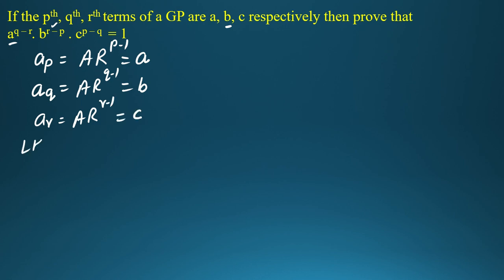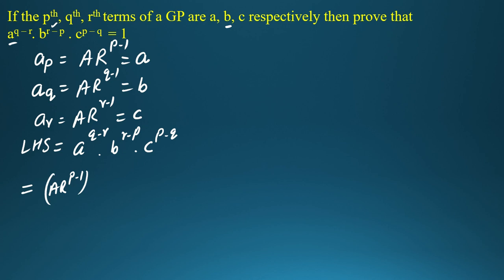Now in the left hand side just we have to put the values. So it is a to the power q minus r times b to the power r minus p times c to the power p minus q, and it is equal to, I think I have made another video for this question. Okay, no problem, let's complete it. So this is AR to the power p minus 1 to the whole power q minus r times AR to the power q minus 1 to the whole power r minus p times AR to the power r minus 1 to the whole power p minus q.